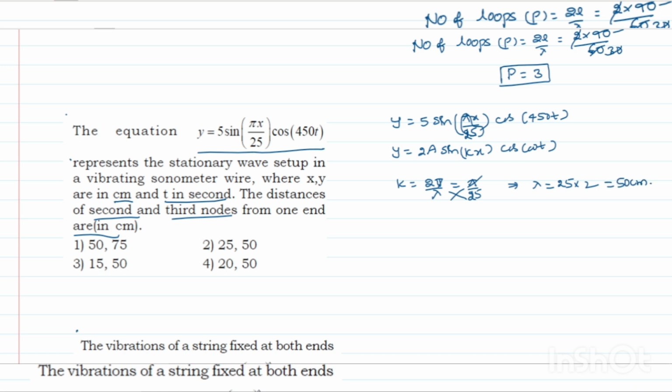Now the distance of the second and third nodes from one end of the wire they are asking. So nodes are nothing but points where the amplitude of the wave will be 0.